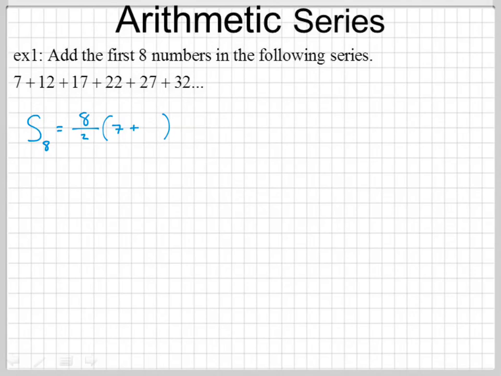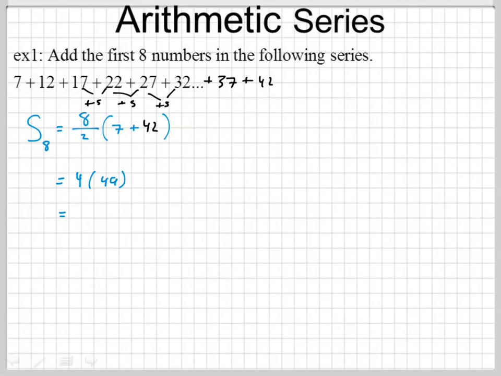So the first term is 7, and then what's my last term? Well, this is where we have to step back for a second and figure that this is an arithmetic sequence. The difference between each of these is 5, so it's going plus 5 each time, right? So I can find the next 2 terms. That would be 37, and then 42, and that's the 8th term. So we have 42 right here.